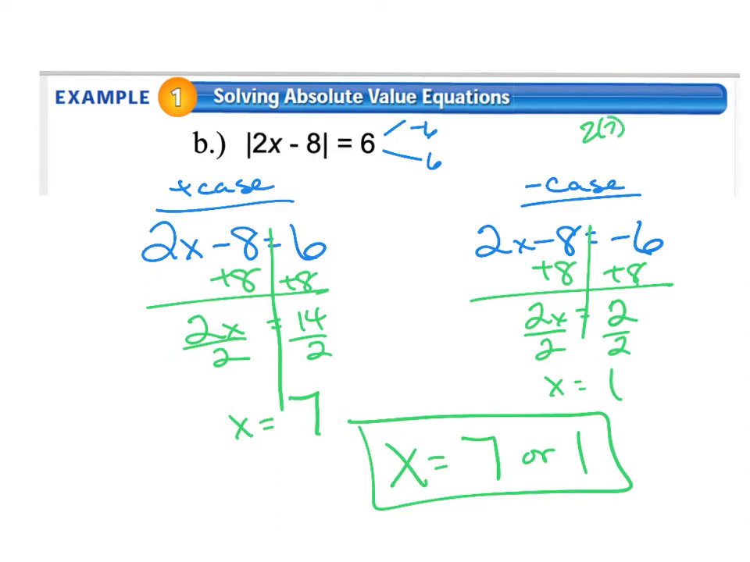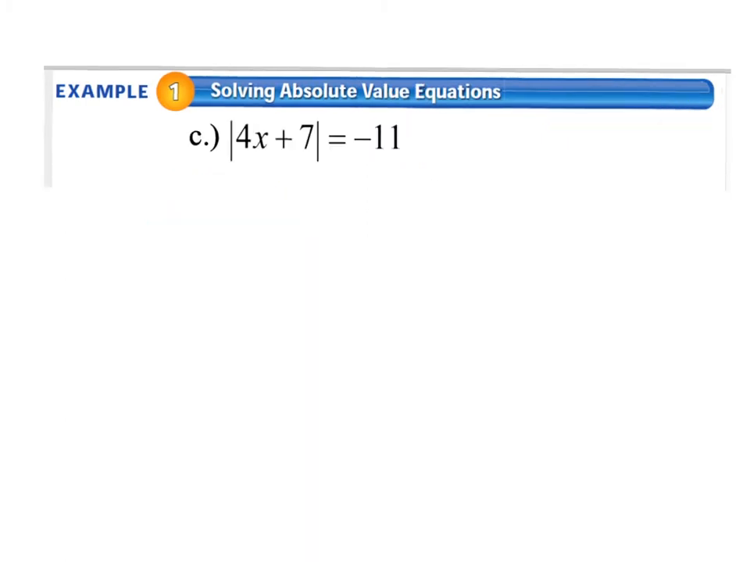2 times 7 is 14, minus 8 is 6. 2 times 1 is 2, minus 8 equals a negative 6, and both of them have an absolute value of 6. Let's do this one.